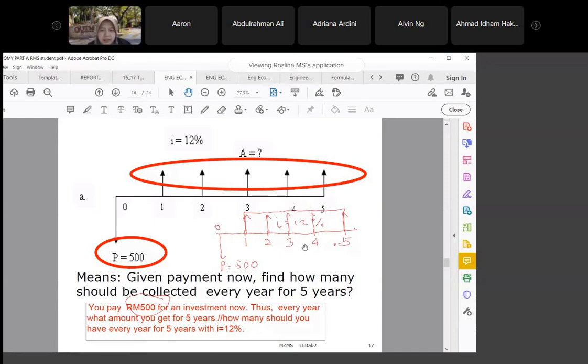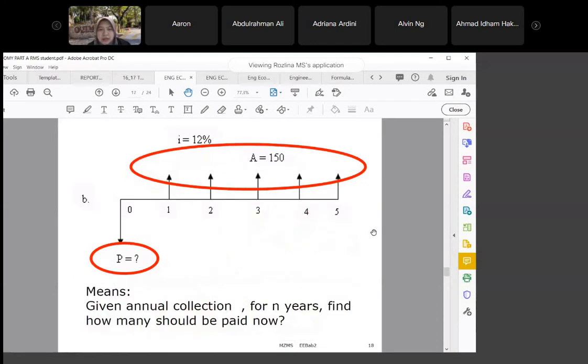Okay, this one all okay? Any question? Okay. Okay, clear. Okay, this one B. Given annual collection. Okay, annual collection is 150 for n years. Okay, find how many should be paid now.